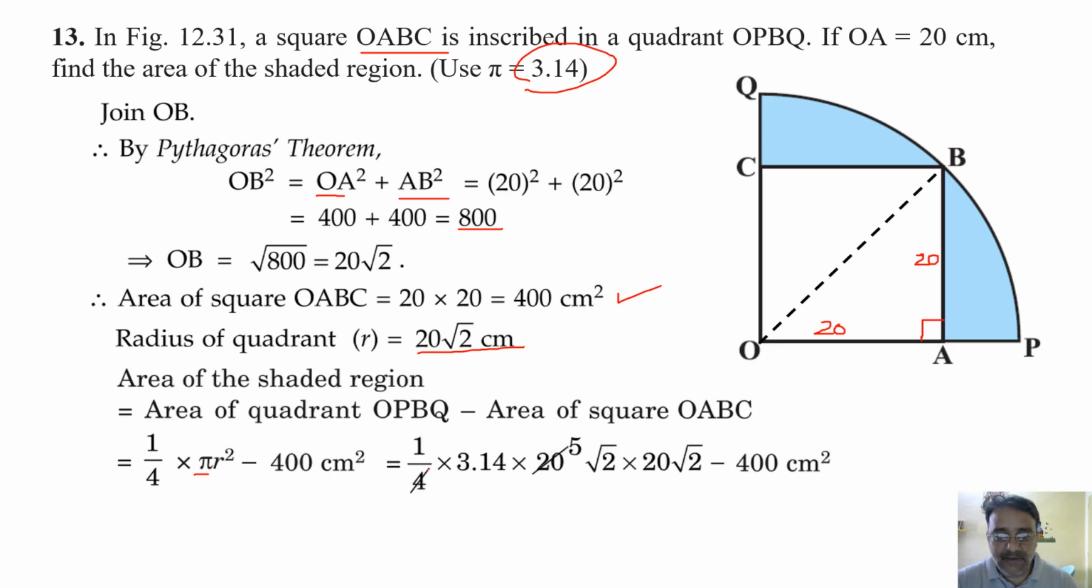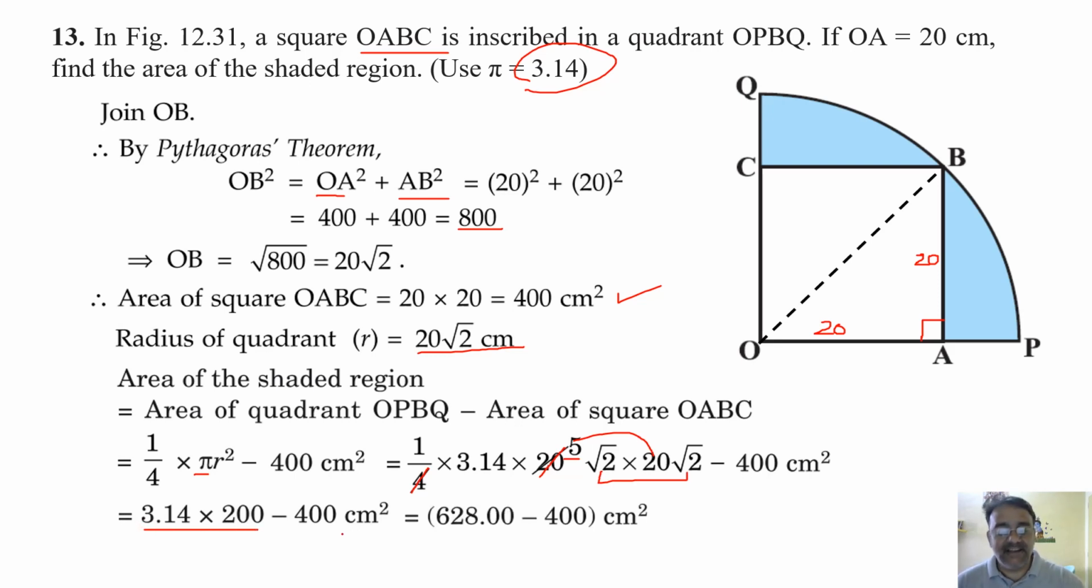Right. So here we cancelled 20 with 4, and got 5. Now root 2 into root 2 is 2. Right. And this is 100. So we'll get 200. So 200 into 3.14 is 628. 628 minus 400. So we'll finally get 228 centimeter square. Any doubt?